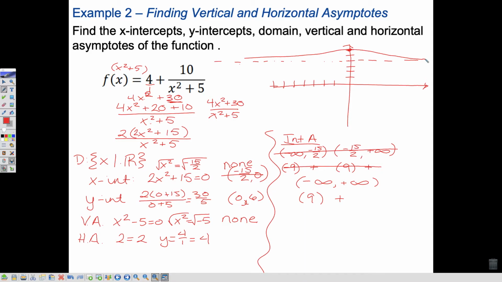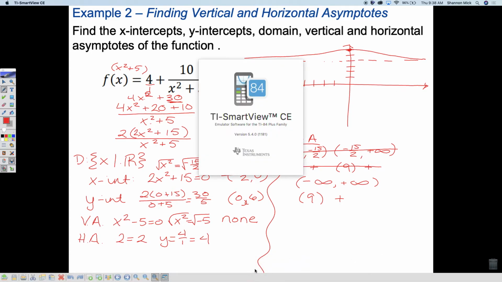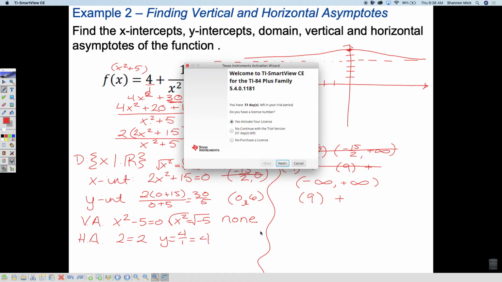My calculator. Put this equation in your calculator and put the original. Go clear back to the original in your calculator. Yeah, same. So it was 4 plus 10 over x squared plus 5, right?